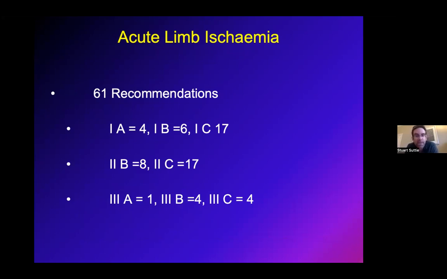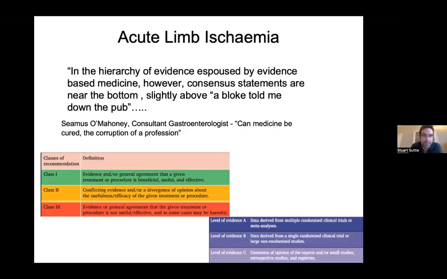There are 61 recommendations. But if you look at it, a lot of them are level C in levels of evidence. In other words, not all that good. And taking a quote from Seamus O'Mahony, who's a retired consultant gastroenterologist, from his book, Can Medicine Be Cured? The Corruption of a Profession: "In the hierarchy of evidence espoused by evidence-based medicine, consensus statements are near the bottom, slightly above a bloke told me down the pub." And if you look at level of evidence C, it is a consensus of opinion, okay? But it is a group of experts and it's best practice. So it's good to listen to, but it doesn't always hold true.